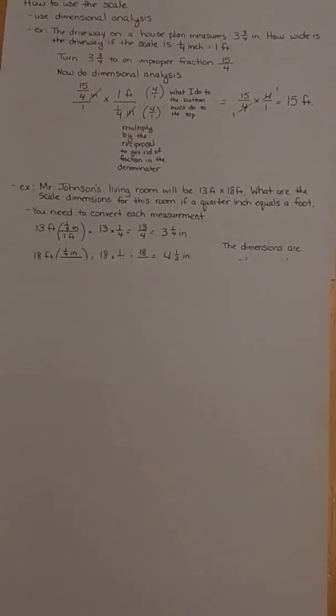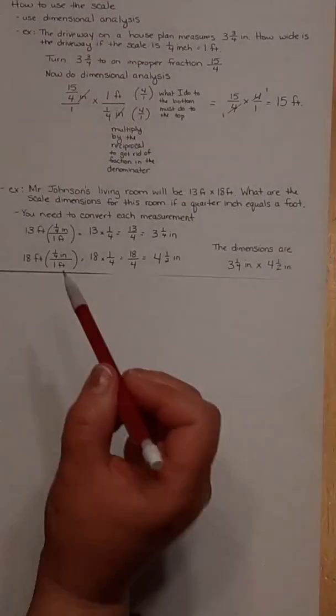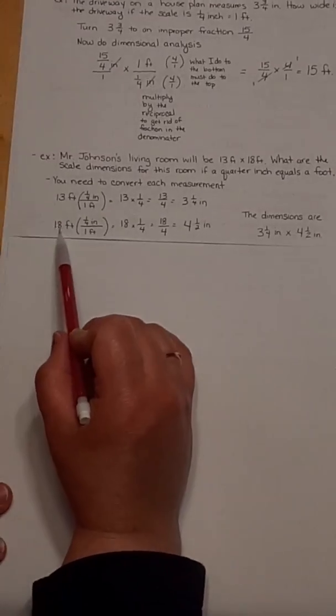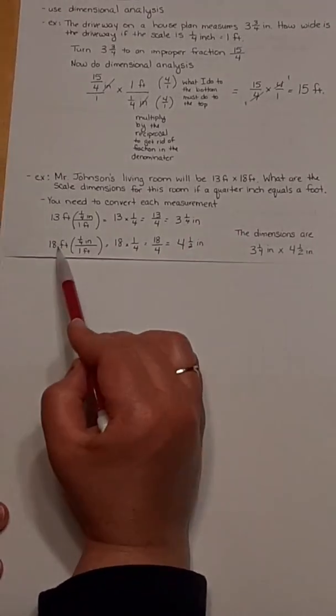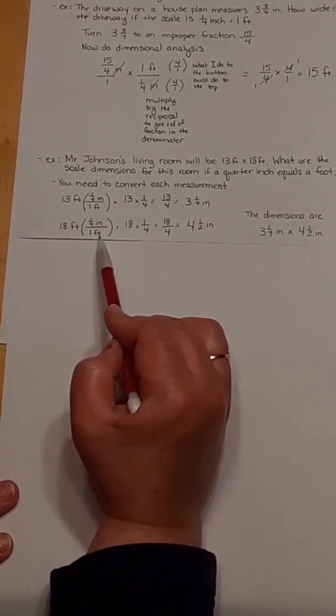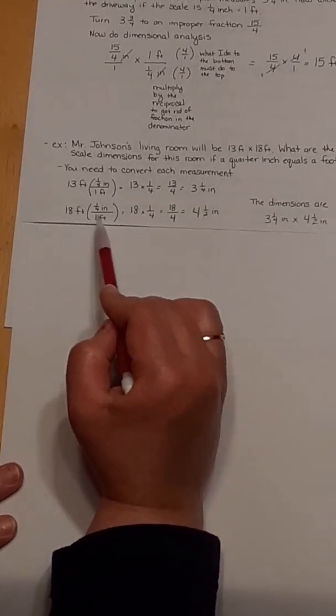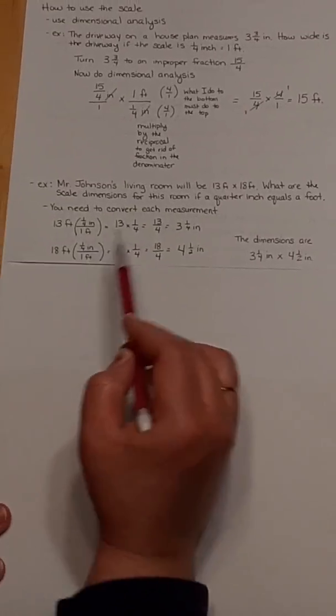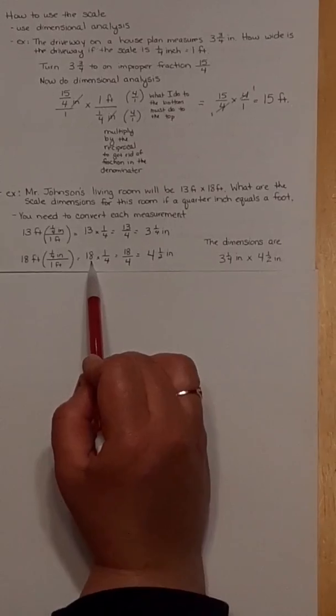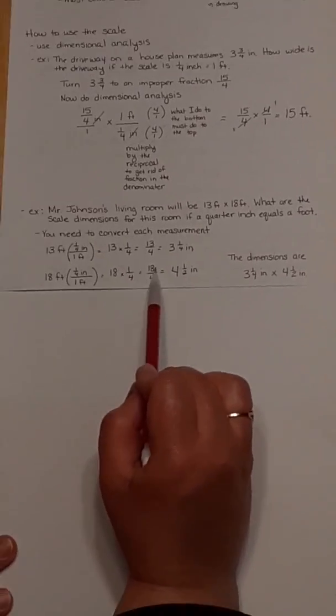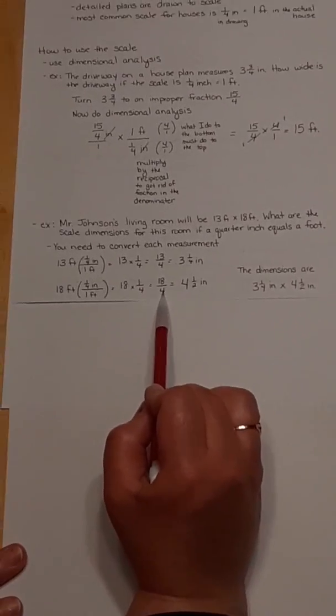Now we're going to go ahead and do the same for the denominator. Here's my 18 feet from up here in the example. Same scale. I knew foot had to be in the bottom so they would cancel each other out. Now straight multiply across. 18 times 1 is 18. 1 times 4 is 4.